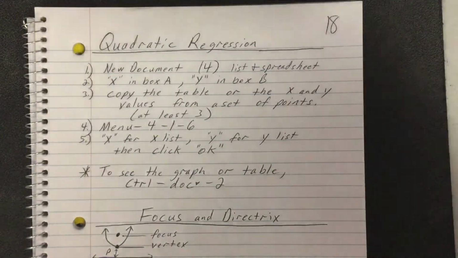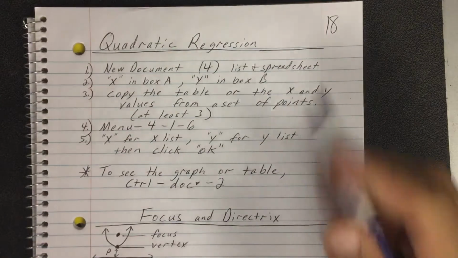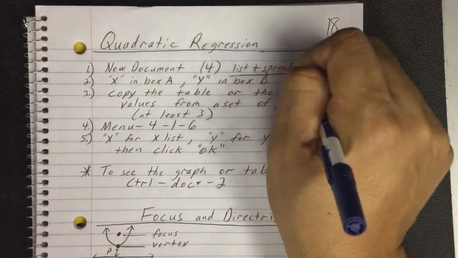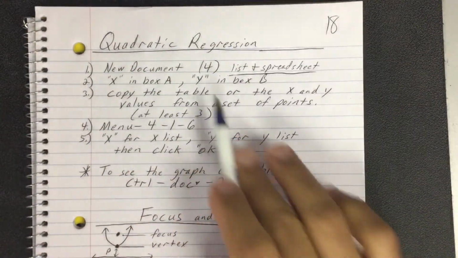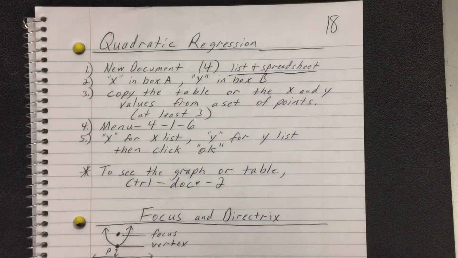Okay, sorry, I had to zoom in and fix that, but that's quadratic regression. You should have it in your notes. You do list in spreadsheets, label X and Y, copy the table, and then menu 416. That's really it. There's not a whole lot to that.